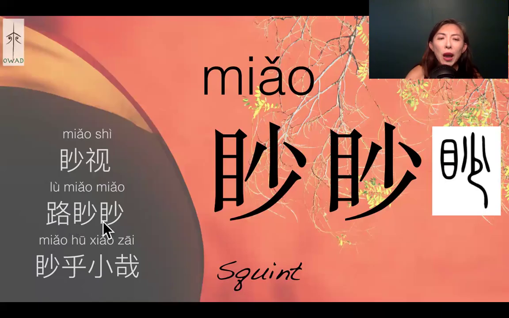Okay, 路渺渺, miǎo miǎo. Here we have a double, the same character repeated twice, redundancy. It's not a problem in Chinese. We saw that a lot. And 路 means road, path, trail. So it's a human-traveled surface.